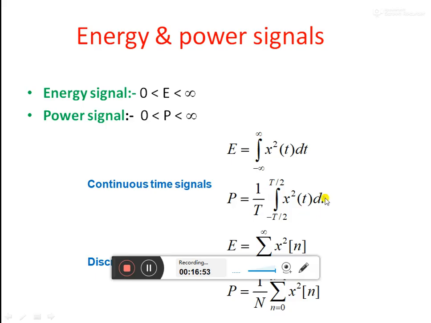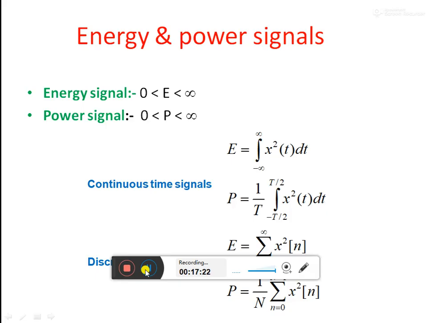Similarly, for discrete time signals, the integration is replaced by summation, where E is equal to summation n ranging from minus infinity to plus infinity of x square of n, and the power value is taken as 1 over N summation ranging from 0 to the upper limit of x square of n. So using these four formulas for continuous and discrete time signals, we can evaluate the energy and power.